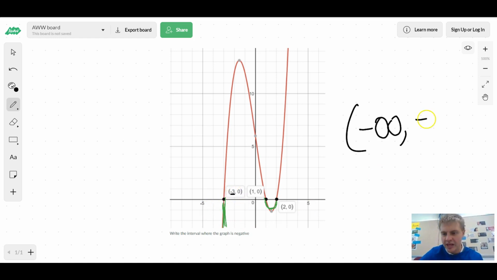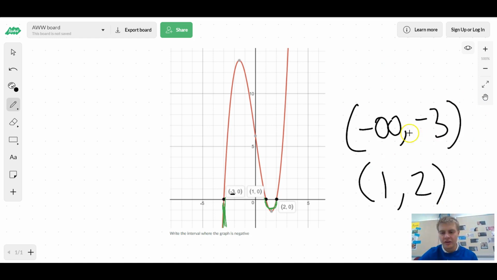Again, we always use the x's, and we never use the y's. Then we would do the same thing over here, where we'd go all the way from 1 to 2. So that would be the second interval, from 1 to 2. And for the negative stuff, you'd need both. You can't just have one or the other. You'd need both intervals. So negative would be down here, and positive, if you had to do that, would be up here.